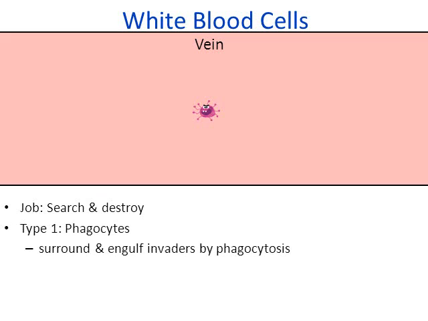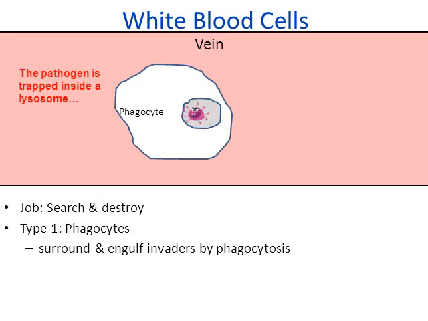So one of the types of white blood cells I want to mention are what are called phagocytes. And like the notes say, they surround and engulf invaders through the process of phagocytosis. You know, there's a virus right in the middle of our blood vein. And here comes a white blood cell phagocyte. And through the process of phagocytosis, that phagocyte is going to begin to surround and devour that virus.